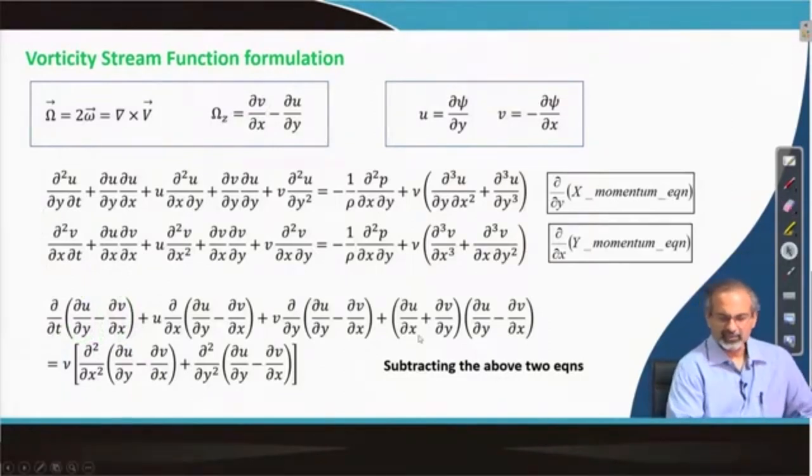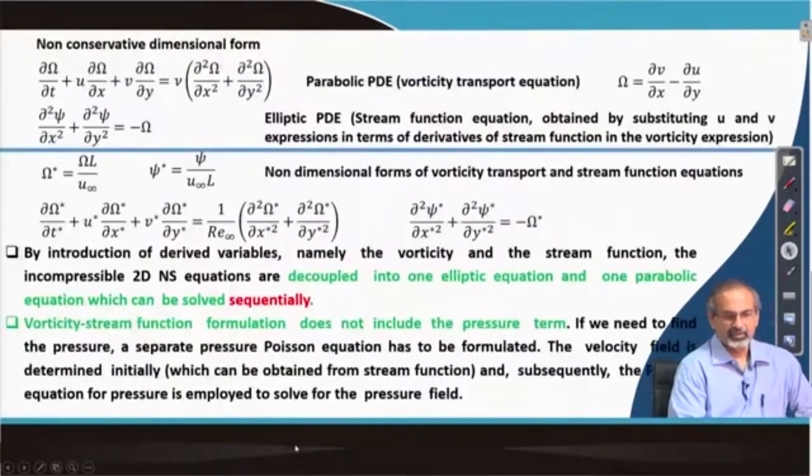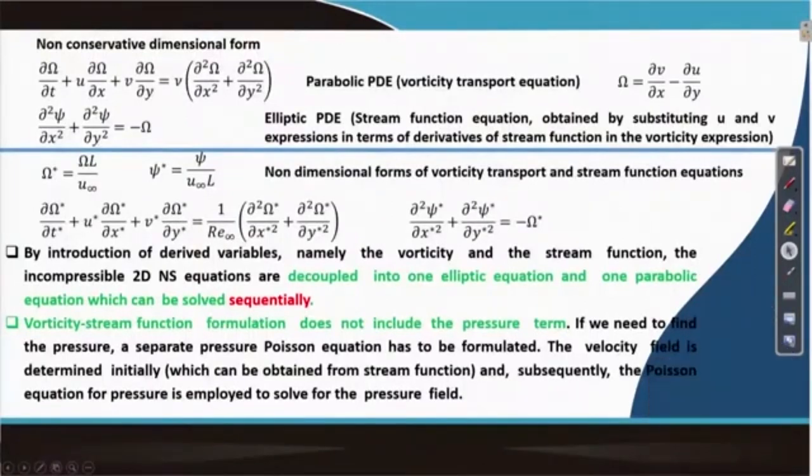Once we are done with this, we find that the equation which we have derived can be written in a much more compact manner like this, because each one of the terms that we generated in the last equation on the previous slide involves the vorticity. So, it is essentially a vorticity transport equation that we have derived, and incidentally this is a parabolic partial differential equation.